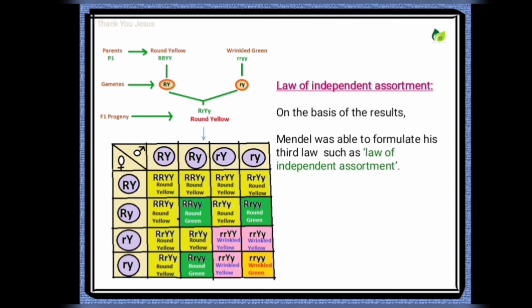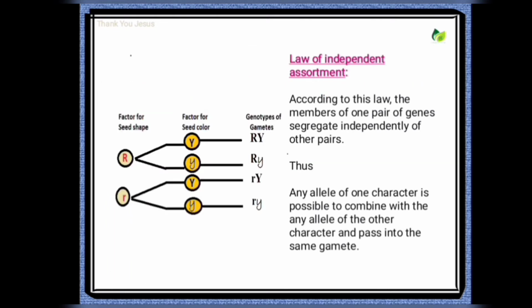So let's see the law of dominance. On the basis of the results of the dihybrid cross, Mendel was able to formulate this third law, the law of independent assortment. According to this law, the members of one pair of genes segregate independently of other pairs.